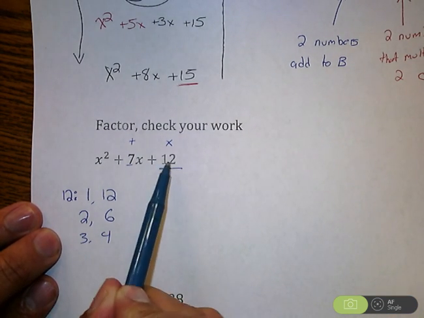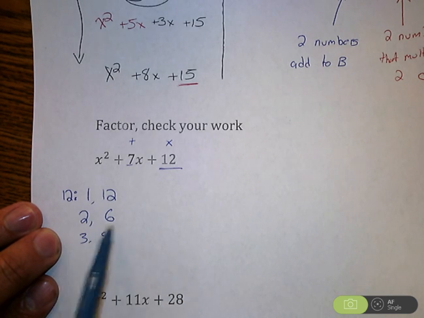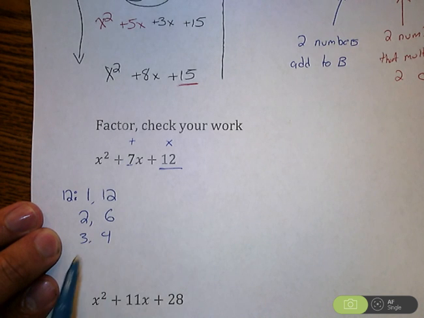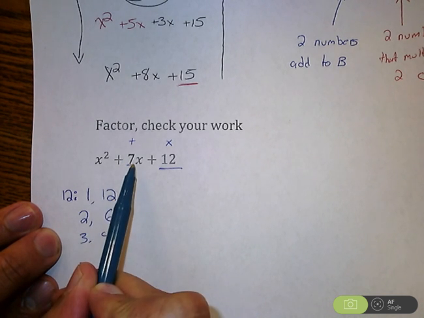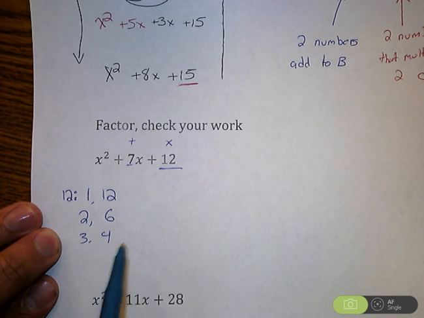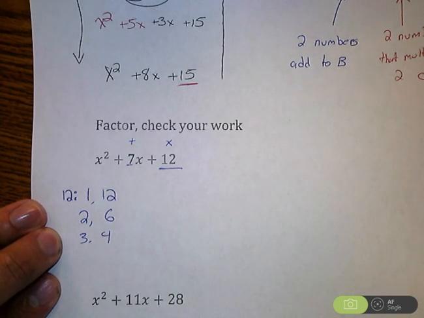Now what I'm looking for is two numbers that multiply to 12. Well, here's all the different pairs that multiply to 12. I need those two numbers to also add to 7. So 1 and 12, that's not going to add to 7. 2 and 6, that's not going to add to 7. Oh, here we are. 3 and 4 will add to 7.